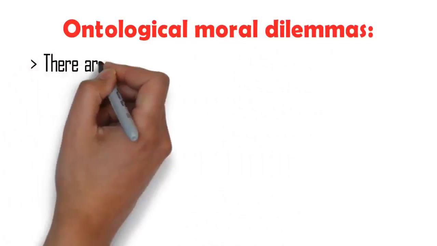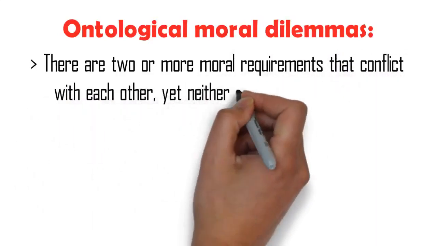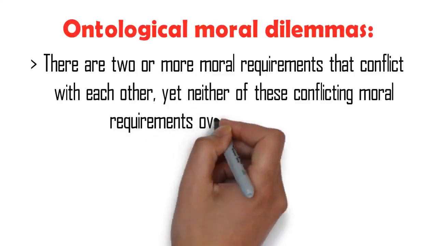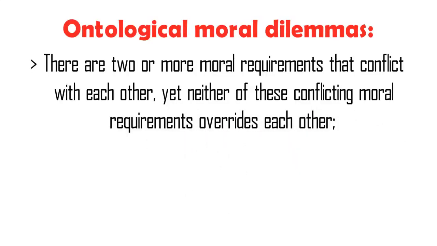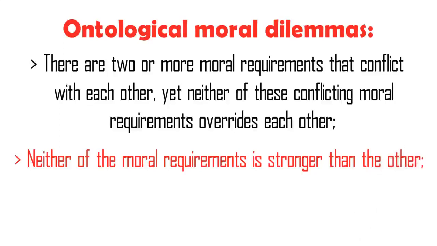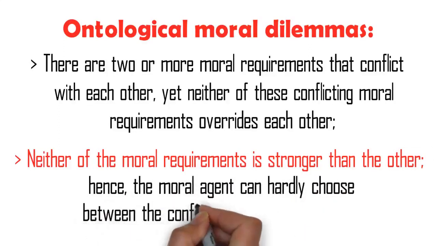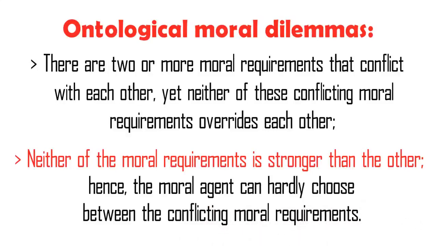Ontological moral dilemmas, on the other hand, involve situations wherein two or more moral requirements conflict with each other, yet neither of these conflicting moral requirements overrides each other. This is not to say that the moral agent does not know which moral requirement is stronger than the other. The point is that neither of the moral requirements is stronger than the other. Hence, the moral agent can hardly choose between the conflicting moral requirements.